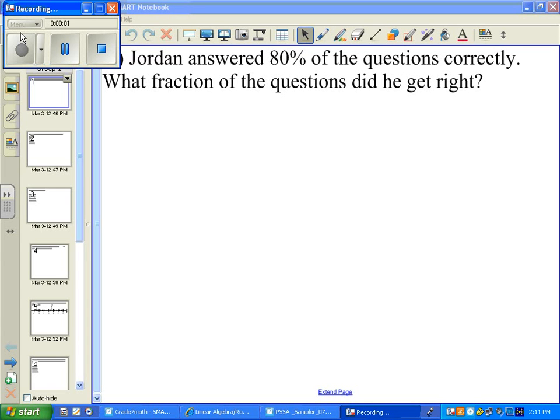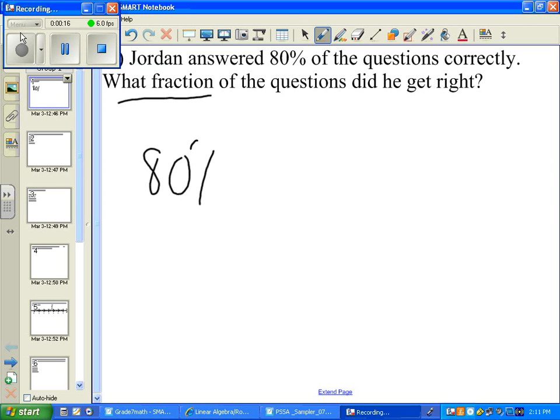One, we have Jordan answered 80% of the questions correctly. And what they're looking for is what fraction of the questions did he get right? You answered 80%. What they want you to do is put this 80%. They want you to make sure that you understand that 80% means 80 per 100.